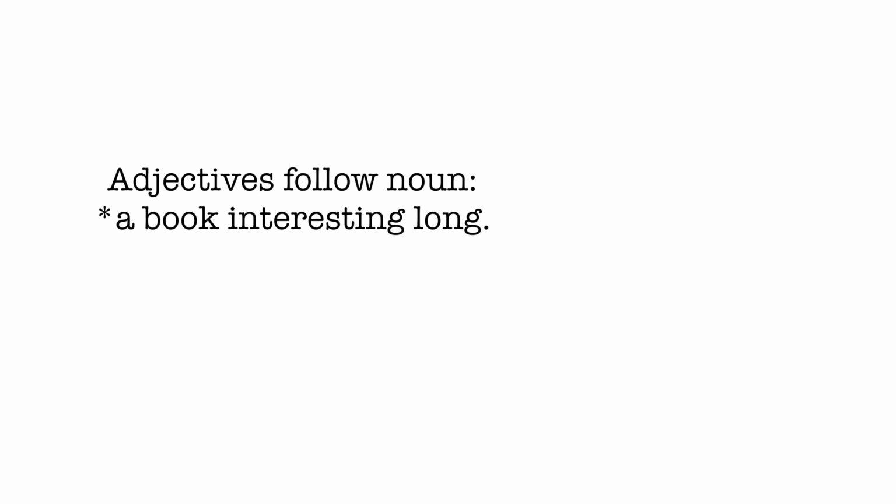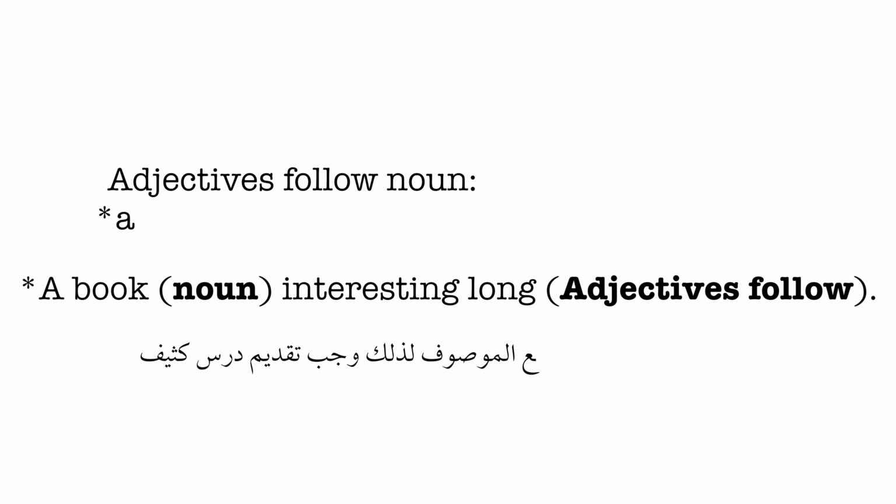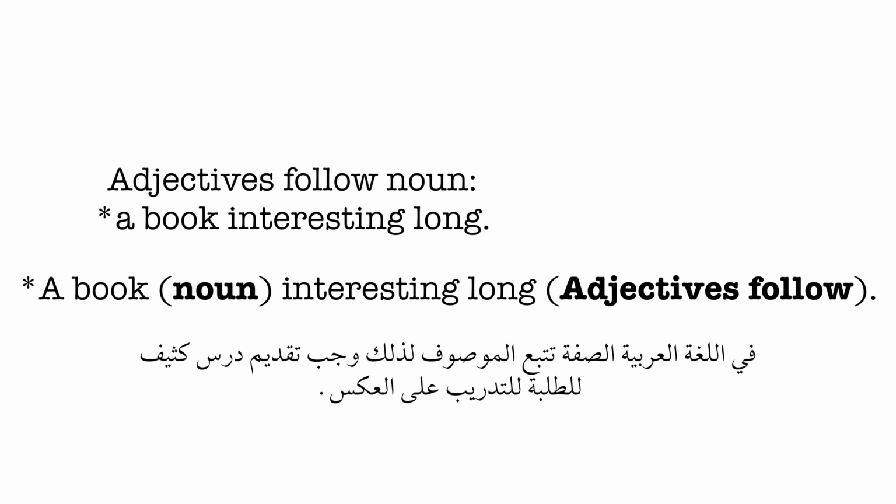As an example here, a book interesting and long. It's just we add interesting and long. كتاب مسلي وطويل. So we add the adjectives after the noun.